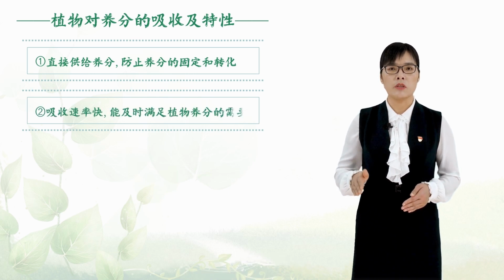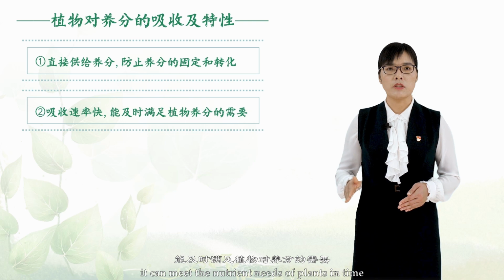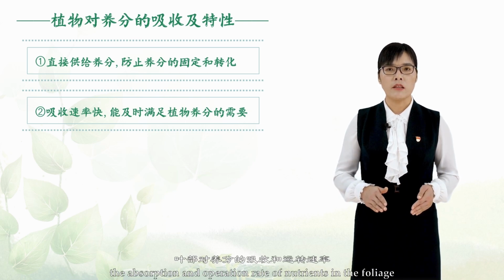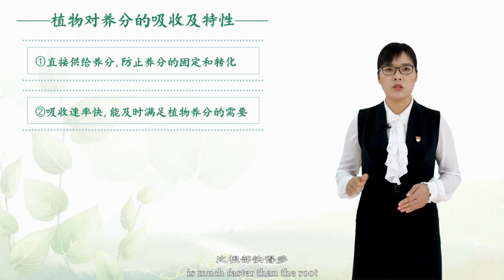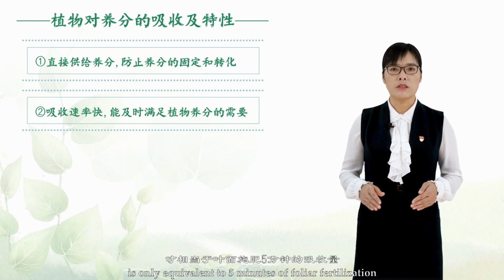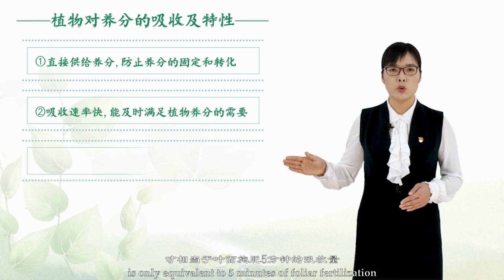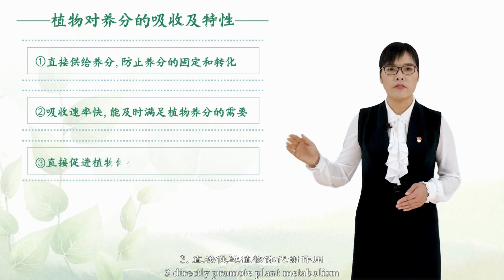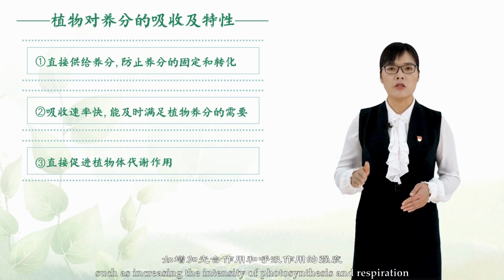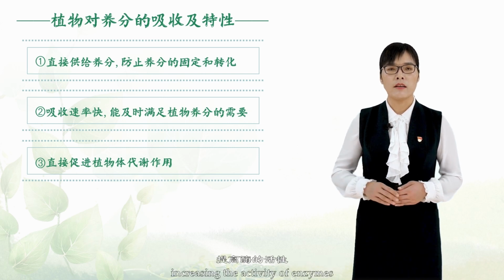2. Fast absorption rate. It can meet the nutrient needs of plants in time. The absorption and operation rate of nutrients in the foliage is much faster than the root. For example, with soil fertilization over 15 days, the amount of phosphorus absorbed by the plant is only equivalent to 5 minutes of foliar fertilization.